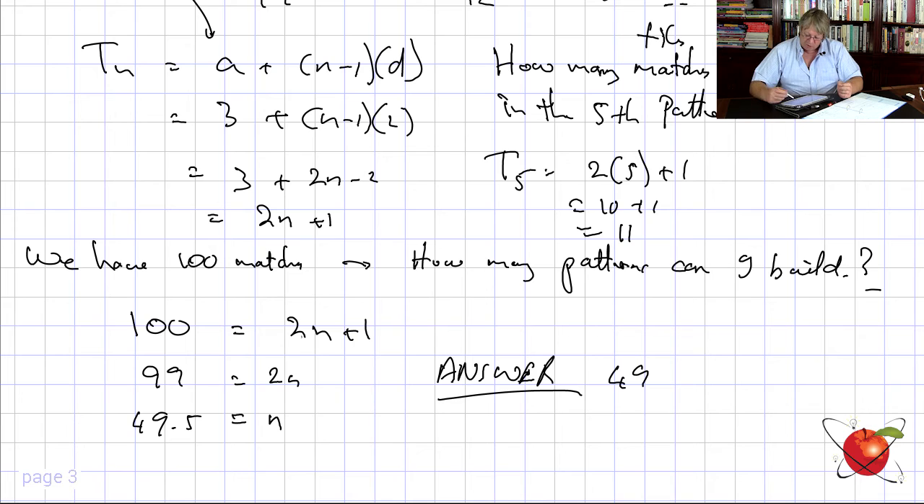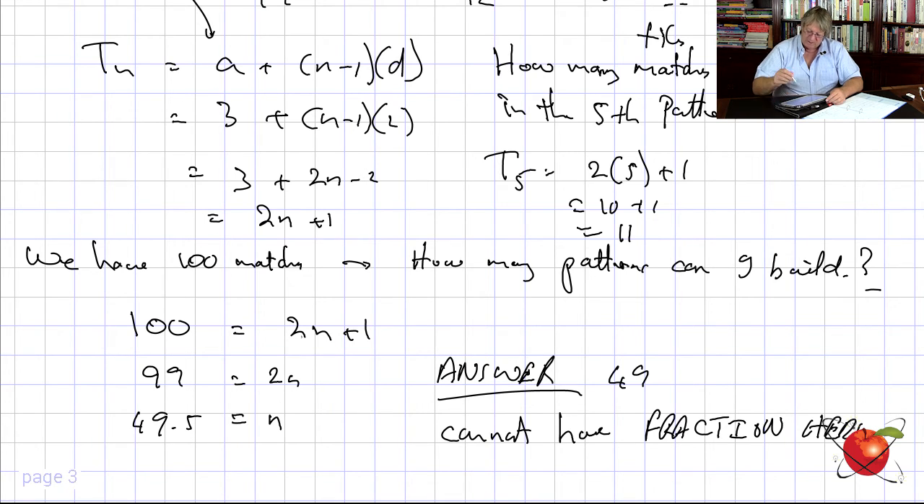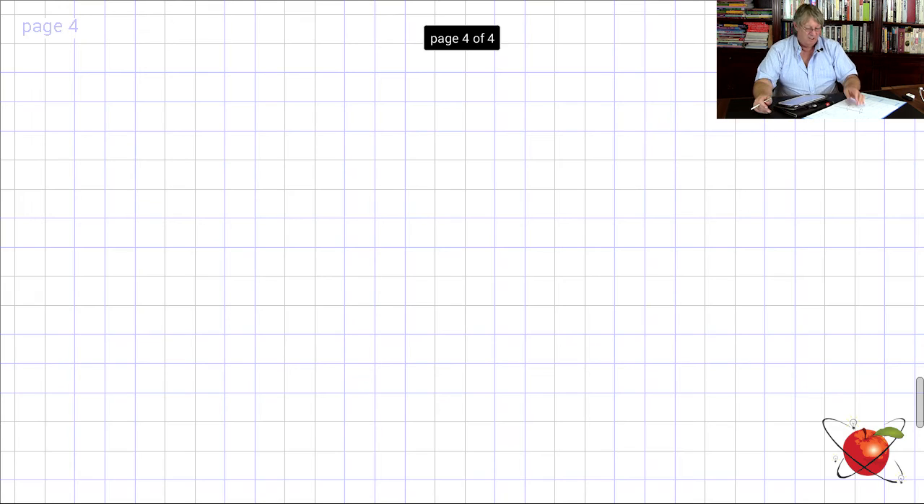That's it. Because we cannot have a fraction here. We don't get fractions over here. Obviously, we don't, because it's either a full pattern or it's not a pattern. If it's supposed to have 4 blue tiles, it can't have 3 blue tiles. Then it's not the same pattern. It's something different.